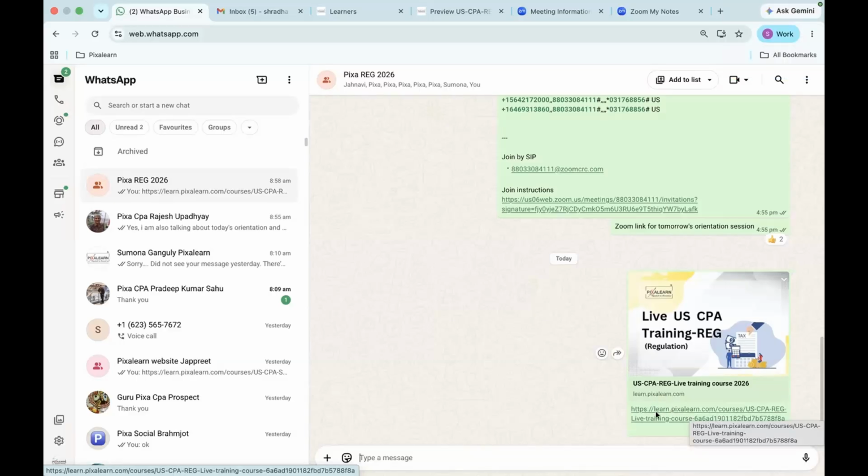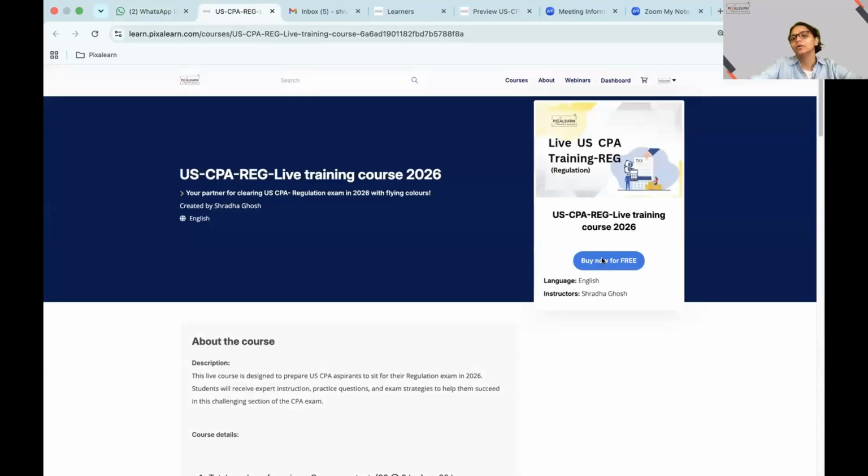And then there's this course, which will show you "buy now for free." Just click on this. Oh yeah, I didn't click that one. Yeah, so you just create a login for Graphy, which is our LMS partner, and then you click "buy now for free." Then you will be able to see your dashboard with the course on it.